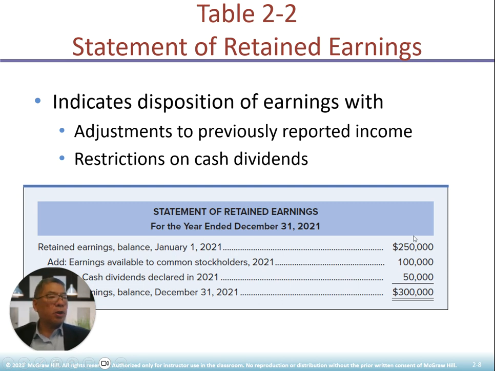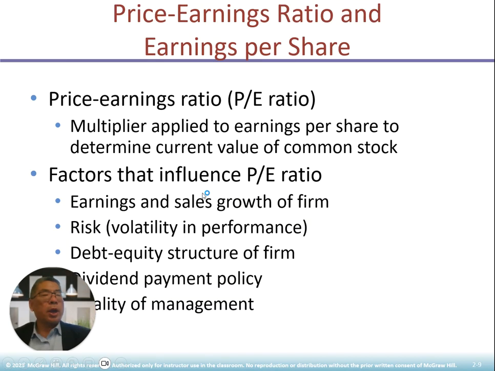For example, here you've got a retained earnings balance starting at 250,000, add earnings available to common shareholders of 100,000, and then deduct any cash dividends of 50,000, and you have an ending balance of 300,000. So we're going to look at the way of calculating the price earnings ratio, or earnings per share.